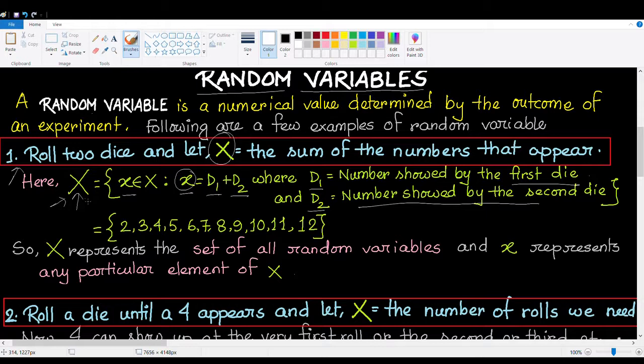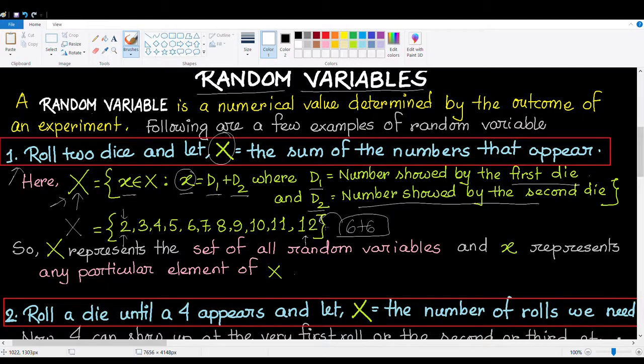Now you know that the minimum possible sum is 2. How? Because the minimum possible outcome from one die is 1, so 1 plus 1 is 2. This is the minimum sum. And the maximum possible sum is 6 plus 6, which is 12. So 2, 3, 4, 5, 6, 7, 8, 9, 10, 11, and 12 are the elements of my random variable set X. Here, how does this X satisfy the definition of the random variable?